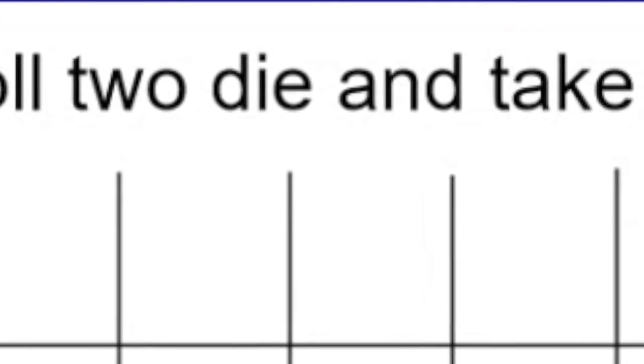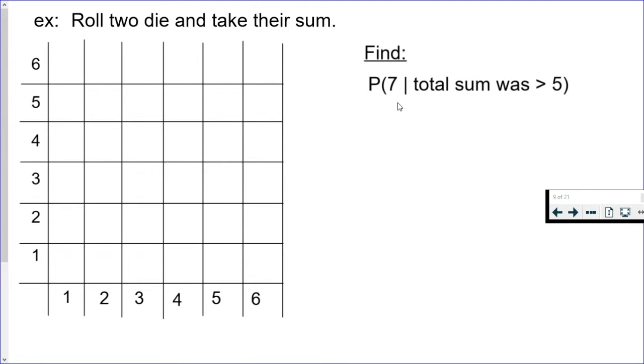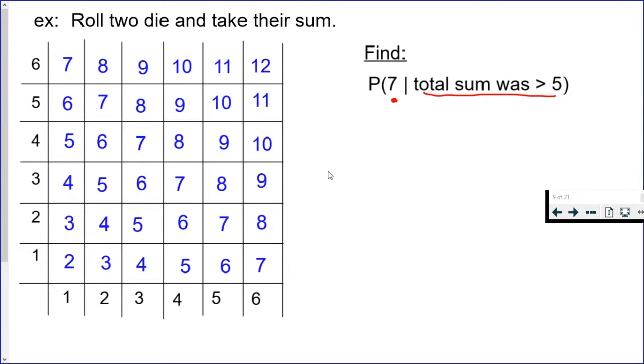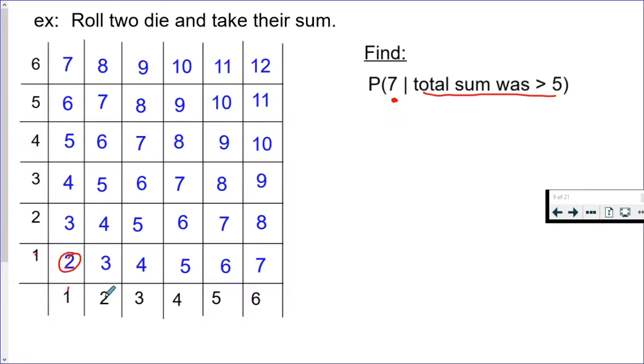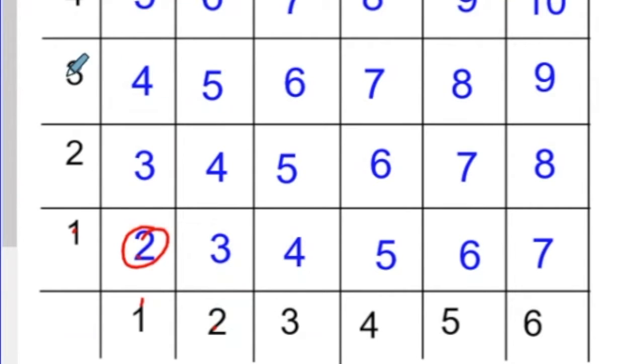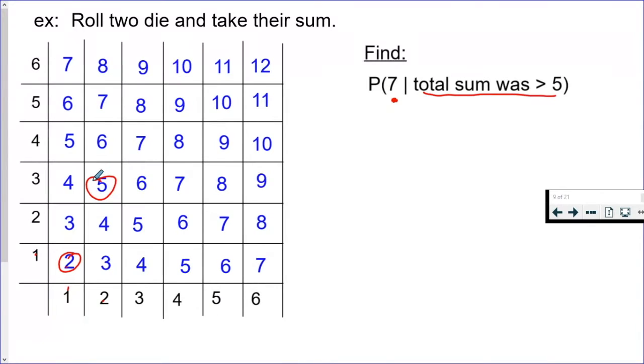If I roll two dice and take their sum, what this is saying is, find the probability of getting a sum of 7 when the total sum was at least bigger than 5. So I first want to find out what the probability of 7 looks like, and that's why I have this whole chart here. These are all my outcomes when I just add them together. For example, if I have 1 and 1, I get 2. If I have 2 and 3, I get 5. So that's what that means.